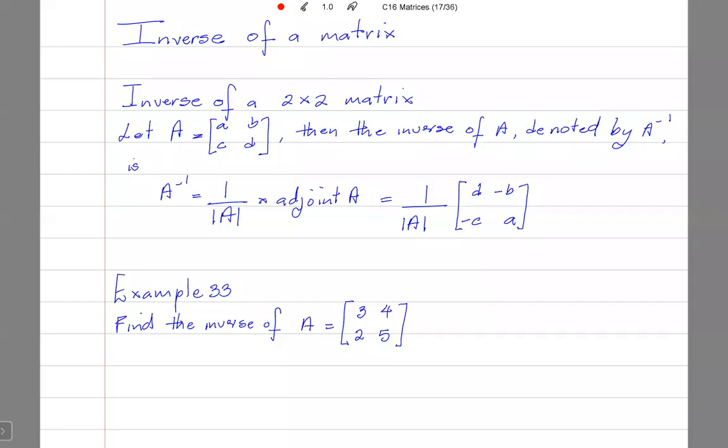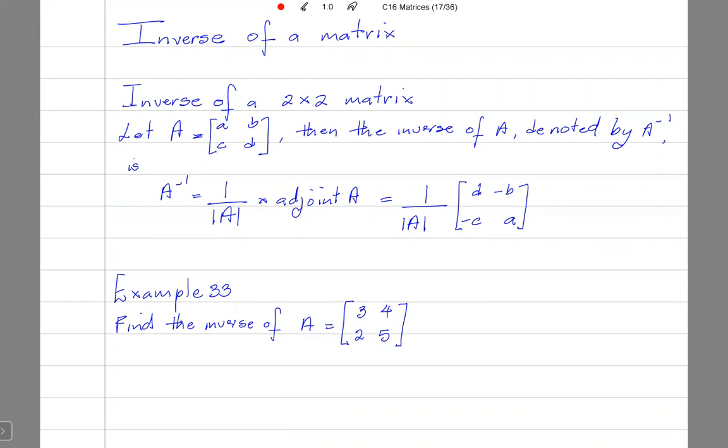All right, let's just talk about the inverse of a matrix. Now, the inverse of a 2 by 2 matrix: let A be the matrix [a, b; c, d]. Then the inverse of A, denoted A superscript minus 1, is equal to 1 over the determinant of A times the adjoint of A.